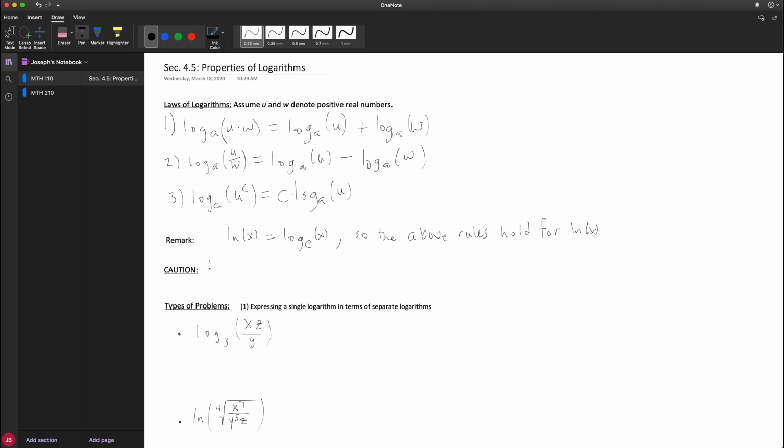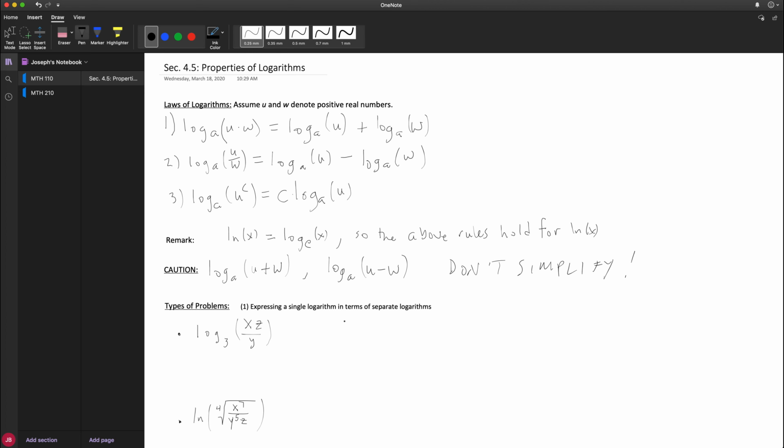Okay, one cautionary note for you is that there's no way to simplify these two. The log base a of u plus w. Notice the plus is now inside the logarithm, and log base a of u minus w. These don't simplify. So when you have something like this, you can't split it up in any meaningful way.